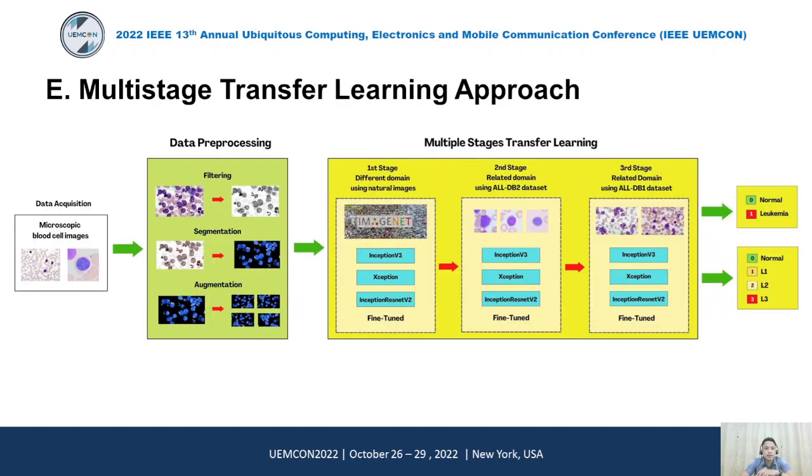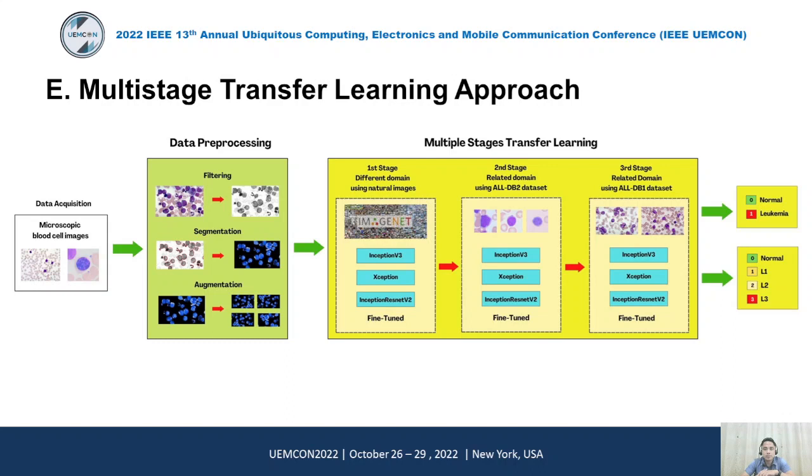For our pipeline, we acquire blood cell images. Then we filter in monochromatic mode. Then we segment using the residual unit and we augment the data. The first stage of our approach is to use natural images based on ImageNet and fine-tune using different neural network architectures. The second stage is to use the ALL-DB2 dataset, the cellular level dataset. And the third stage is to train on the ALL-DB1 dataset.